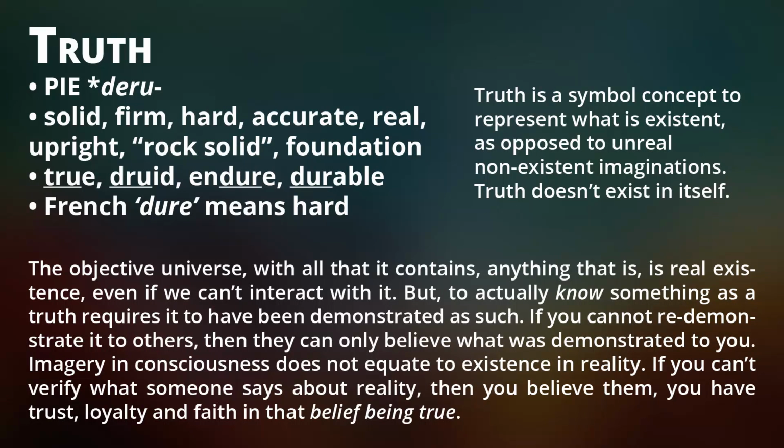This is the negative form of belief that people get attached to, where they have a belief, it's not demonstrable, but it's a truth to them. They believe it to be true. If you can't verify what someone says about reality, then you believe them. You have trust, loyalty, and faith in that belief being true. This is the big problem we have. We have things, we believe them, and then we accept them as truths. But did we ever go verify them for veracity? No? Well, then how can you even claim it's a truth?